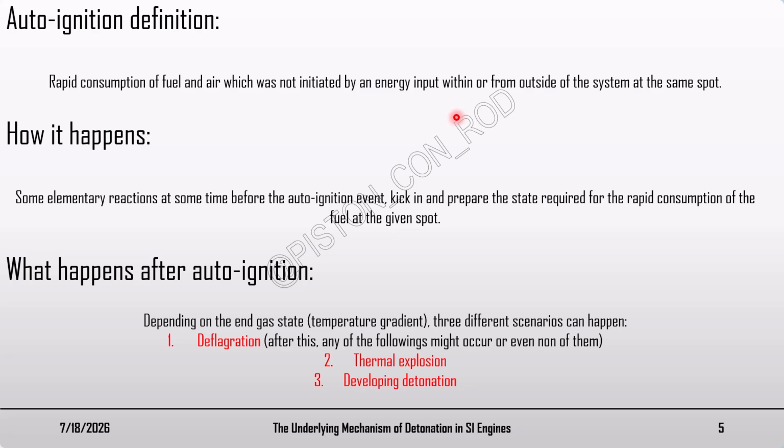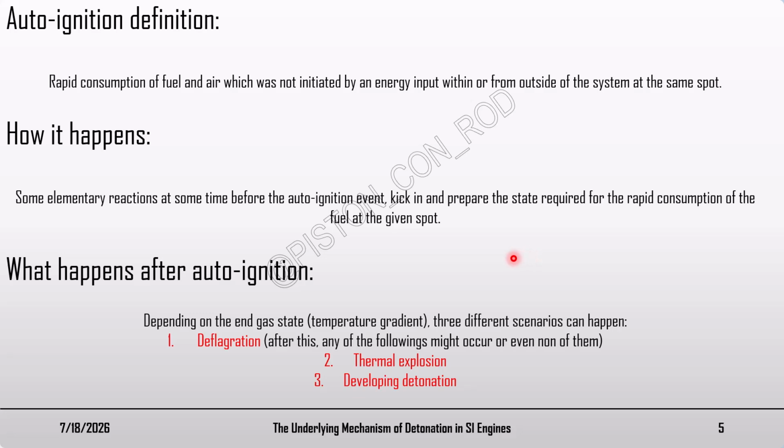What does this mean? It means that, for example, it was not initiated by another spark plug or another spark arc, or by a hot surface, hot spot. That would be a different thing. So autoignition has to be on its own, and it will be a rapid consumption of fuel and air at that spot. So how does it happen? It happens because there are some elementary and intermediate reactions that happened some time before the autoignition. They kick in and prepare the state required for the rapid consumption of the fuel at the given spot.